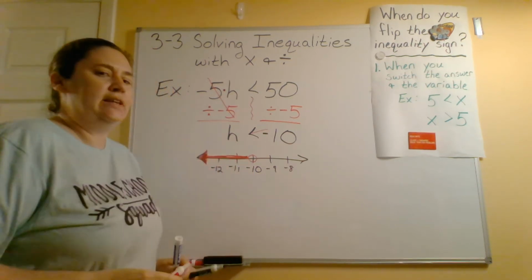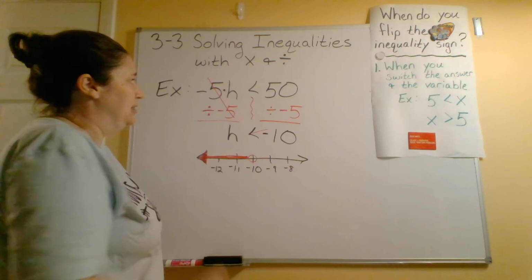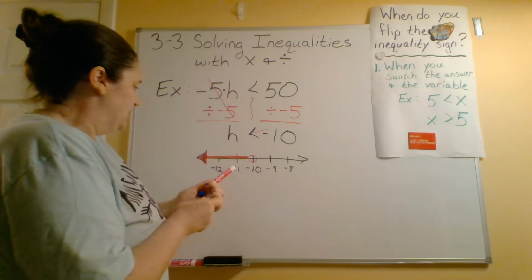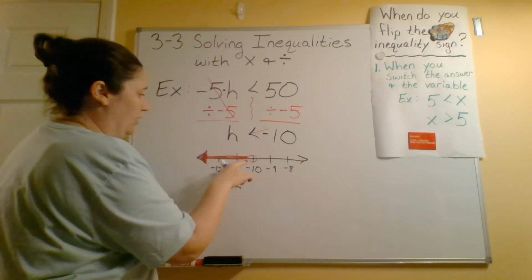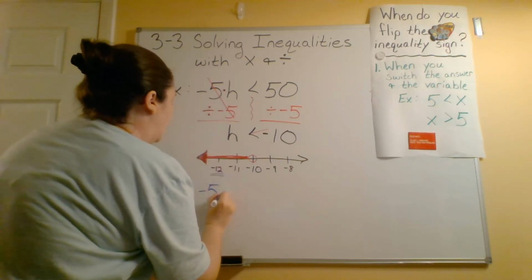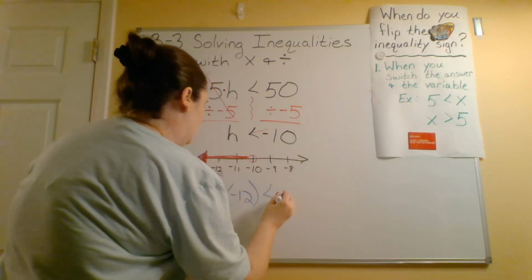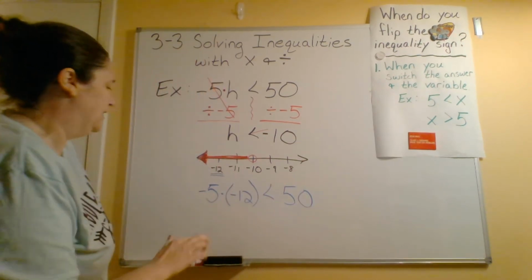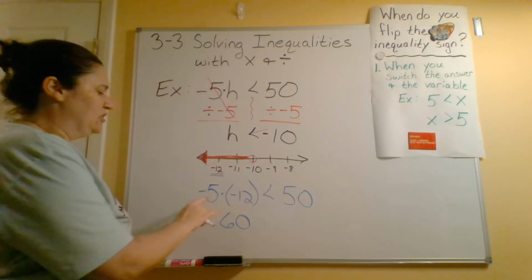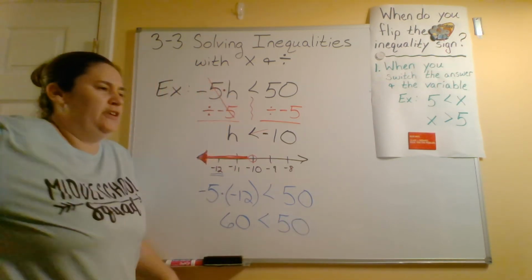Now, we're going to see if I did this problem right. We're going to check our answer. We're going to take one of these numbers from the number line, any one we want, and see if we get the right answer. I'm going to take -12. It's on the line, so it should be an answer to this inequality. If we have -5 times -12, is that less than 50? Let's find out. 5 times 12 is 60. Different signs, positive. I'm sorry, same sign, positive. So 60 is less than 50.